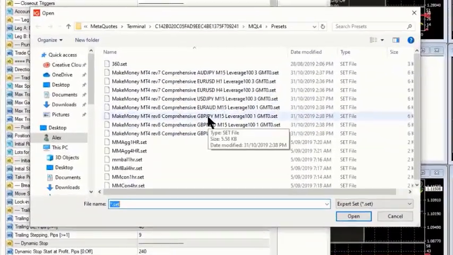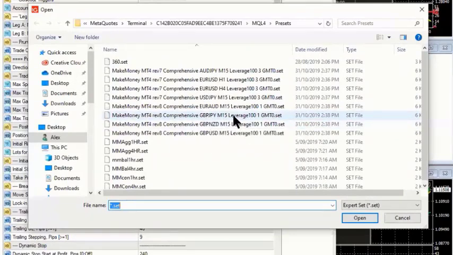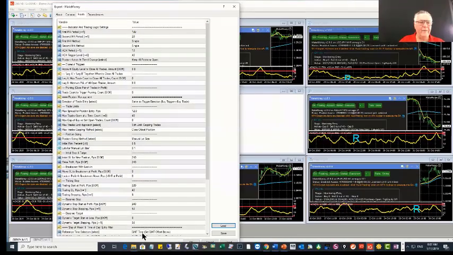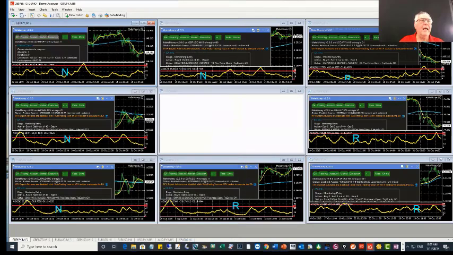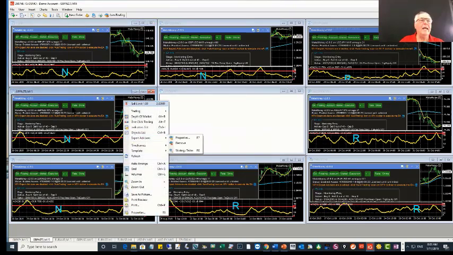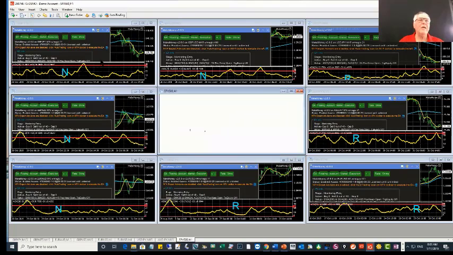So I go down to the pound yen 15 minutes. There it is. I click on that, and I'm not going to do it now because I've already loaded it. You click on that, it goes in there, and when you say open, it will load those settings. And there I have the settings in my account, and I move on. You click on OK to save those settings, and you then move on to the next one. That is for the pound New Zealand. You do the same thing and load the settings in there. So then what you've done is you've created a portfolio of the settings that you want to trade.